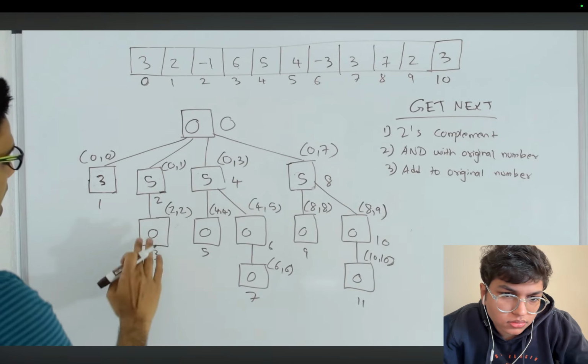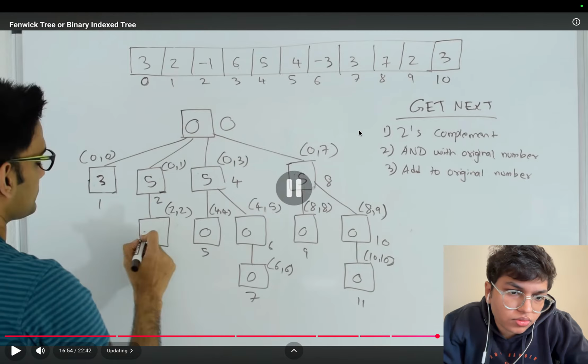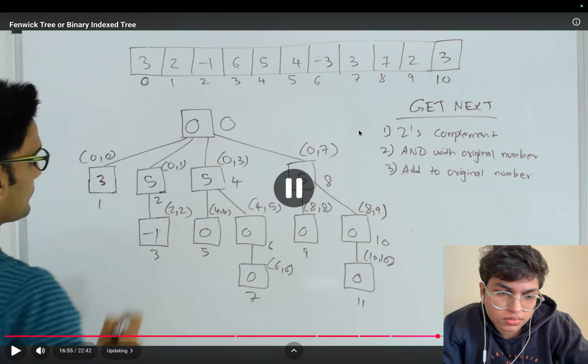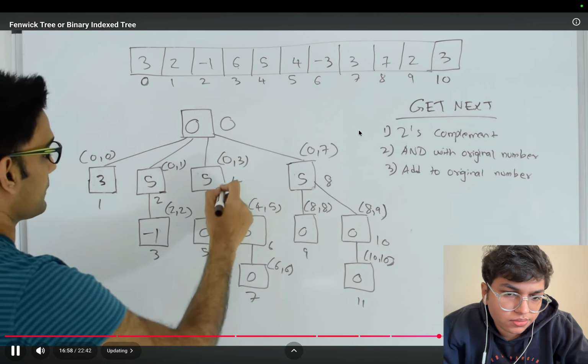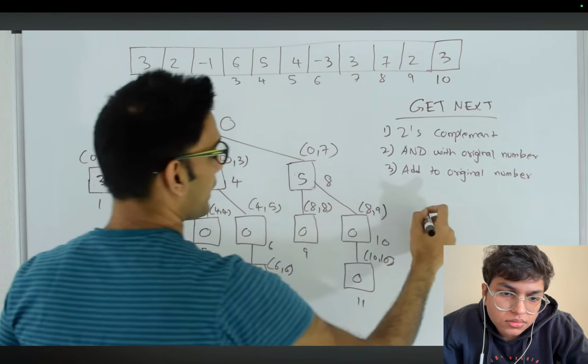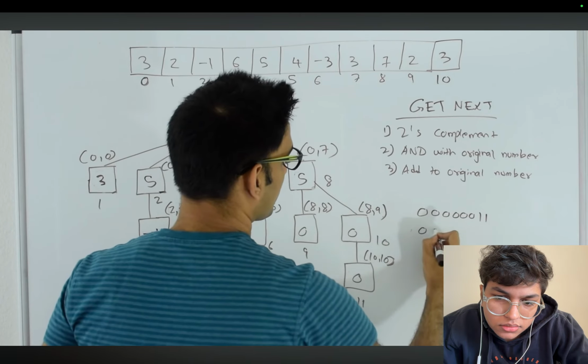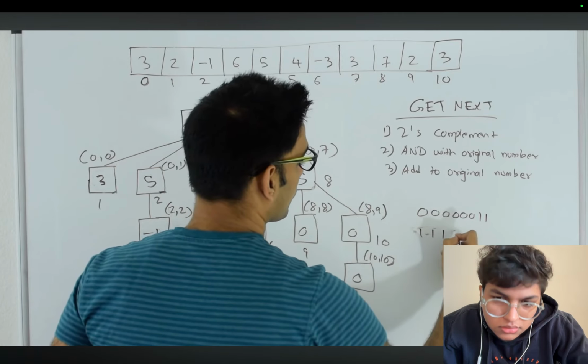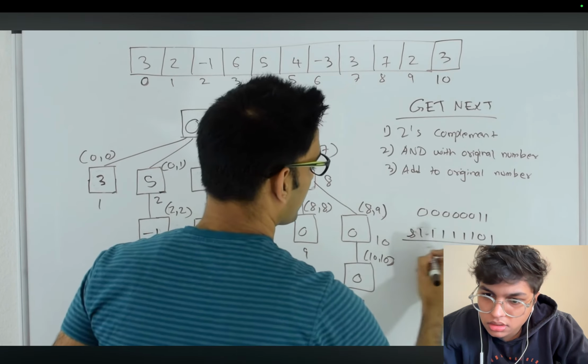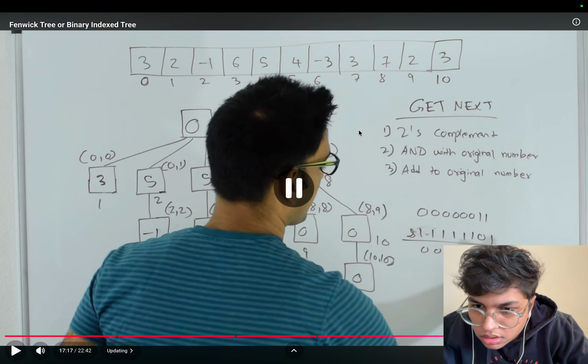So for 2, we go to 3, so this becomes -1. For 2, we go to the third node. Next, we'll see which is the next number that needs to be updated. The next of 3: the binary representation of 3 is 0 0 0 0 0 0 1 1, so the 2's complement will be 1 1 1 1 1 1 0 1. If you add them, it becomes 0 0 0 0 0 0 0 1.